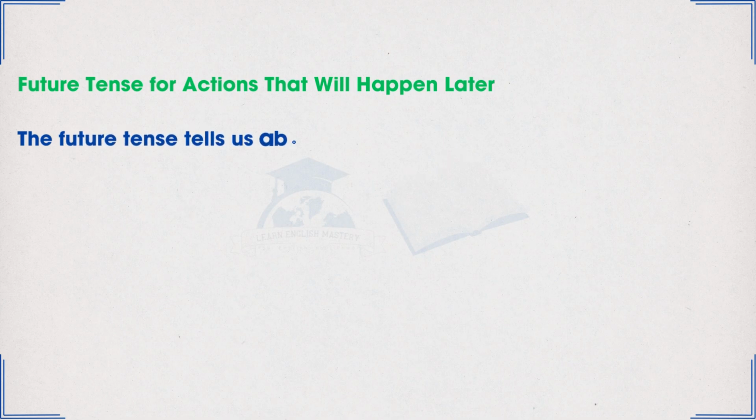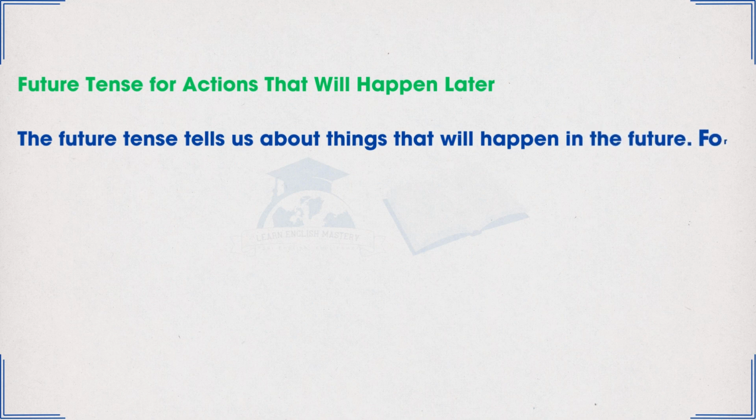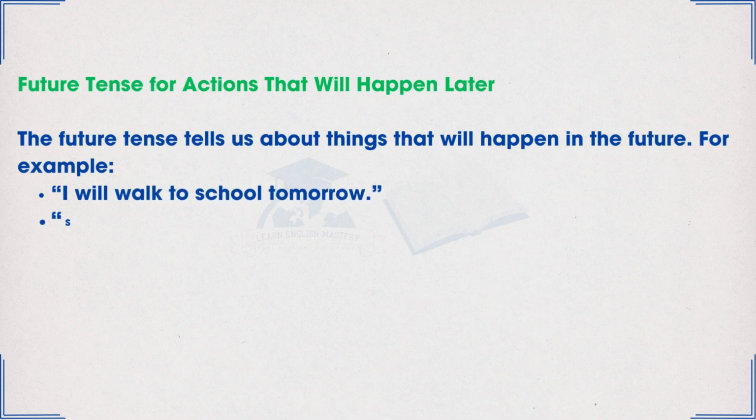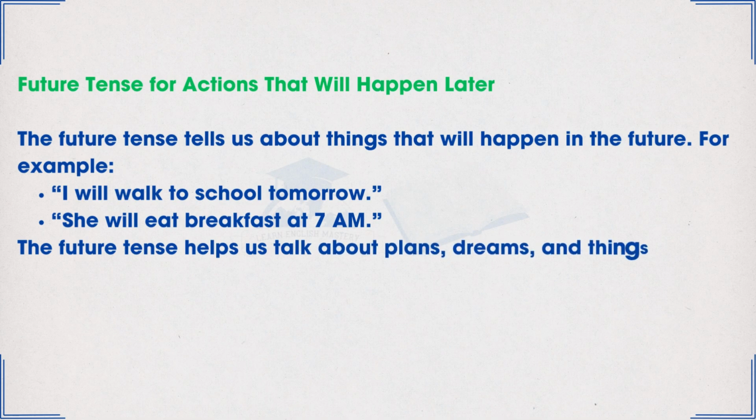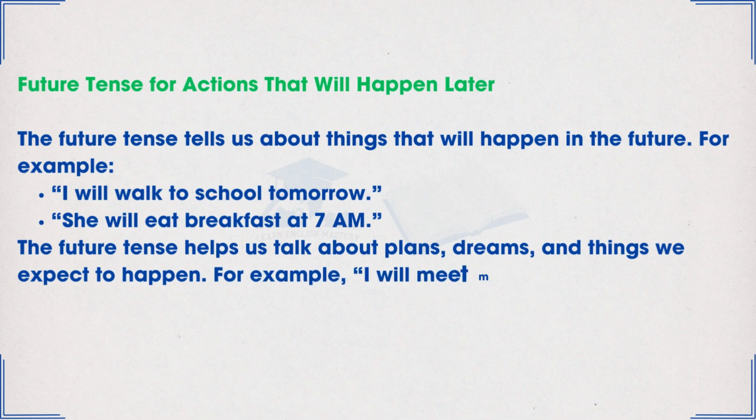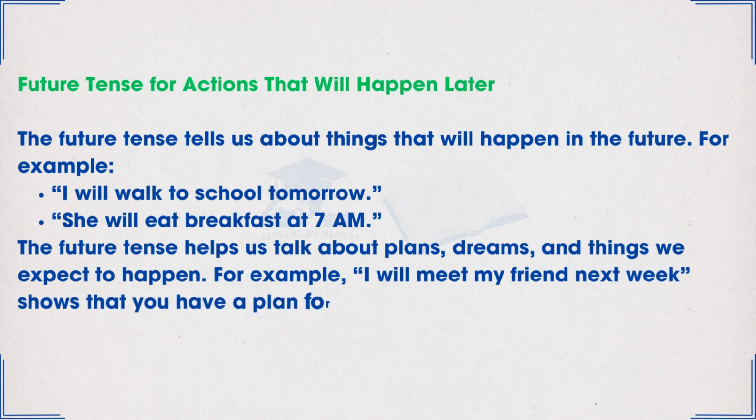Later. The future tense tells us about things that will happen in the future. For example, I will walk to school tomorrow. She will eat breakfast at 7 a.m. The future tense helps us talk about plans, dreams, and things we expect to happen. For example, I will meet my friend next week shows that you have a plan for the future.